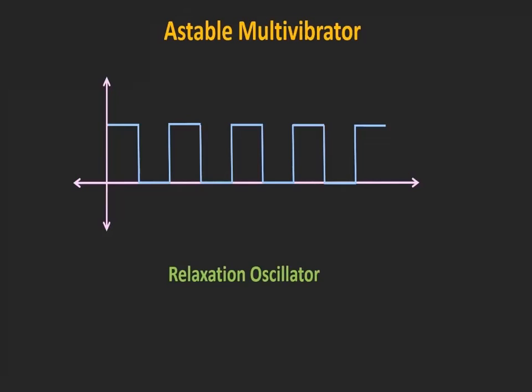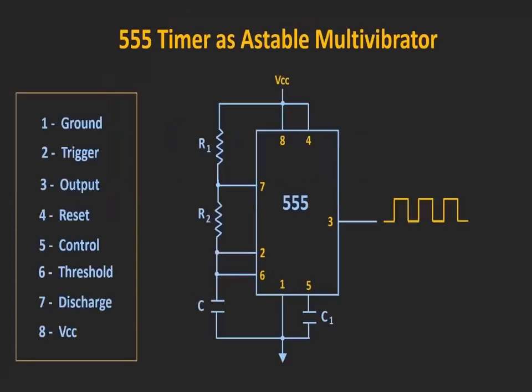That is how we are going to see now. So this is the circuit for an astable multivibrator using the 555 timer. See here, as we have discussed in our last class, the 8th pin of the 555 timer is connected to the supply, that is VCC, and the first pin is connected to the ground.